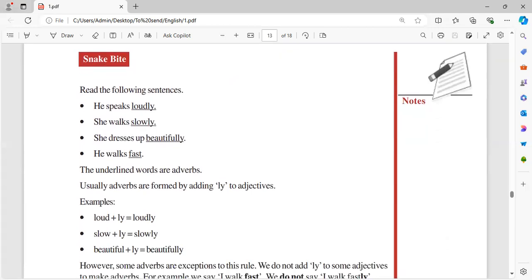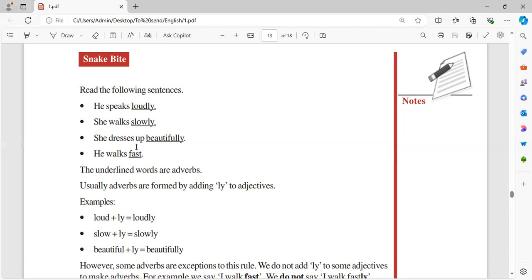Let's see the sentences over here. He speaks loudly. He walks slowly. She dresses up beautifully. He walks faster. So, what is an adverb? An adverb is a word or phrase that modifies or qualifies an adjective, verb, or other adverb.